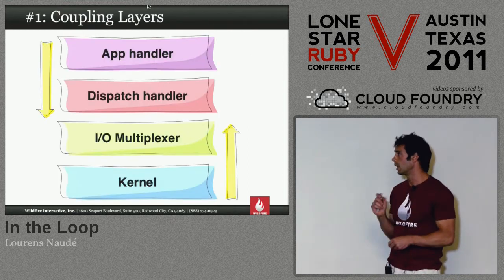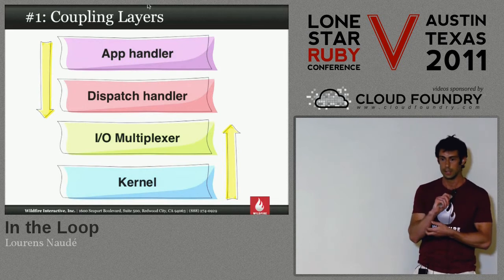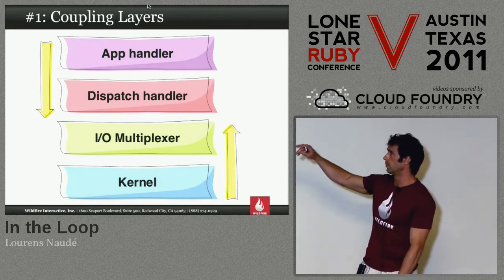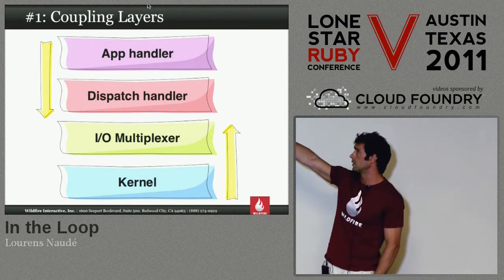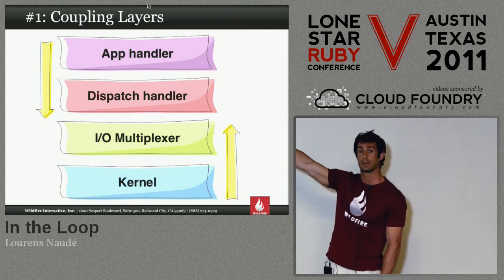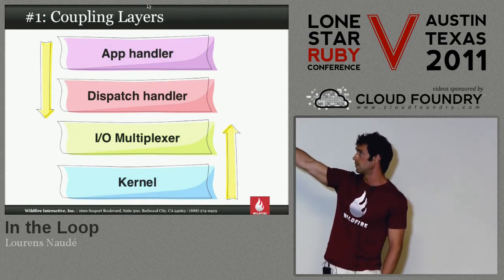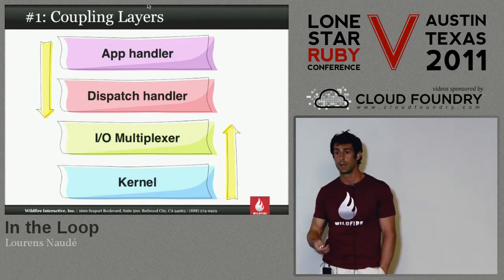So the first thing that trips people up a lot is confusing different layers. And the only one that we should mostly be concerned with at this point is the application handler and dispatch handler at the top, which is fed by the multiplexer. The multiplexer feeds the dispatch handler, which feeds into our domain logic.